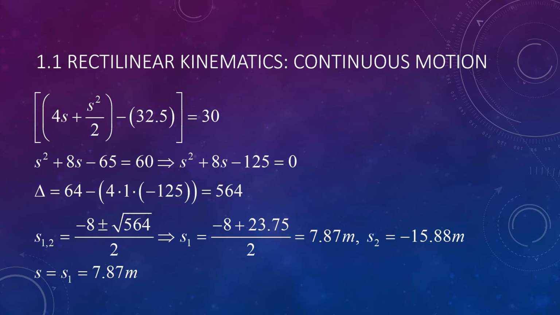By solving the integral, we obtain the equation s squared plus 8s minus 125 is equal to 0. When we calculate discriminant, it is found 564. When we solve the roots of the equation, we obtain s1 is equal to 7.87 meter, s2 is equal to minus 15.88 meter. Since the particle moves to the right in straight positive direction, the result of the problem is 7.87 meter.